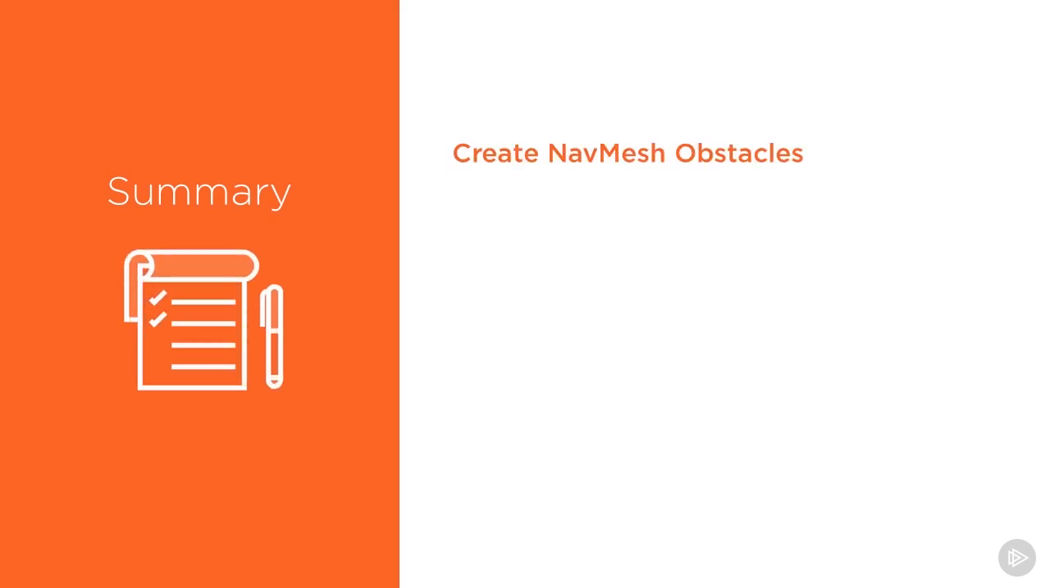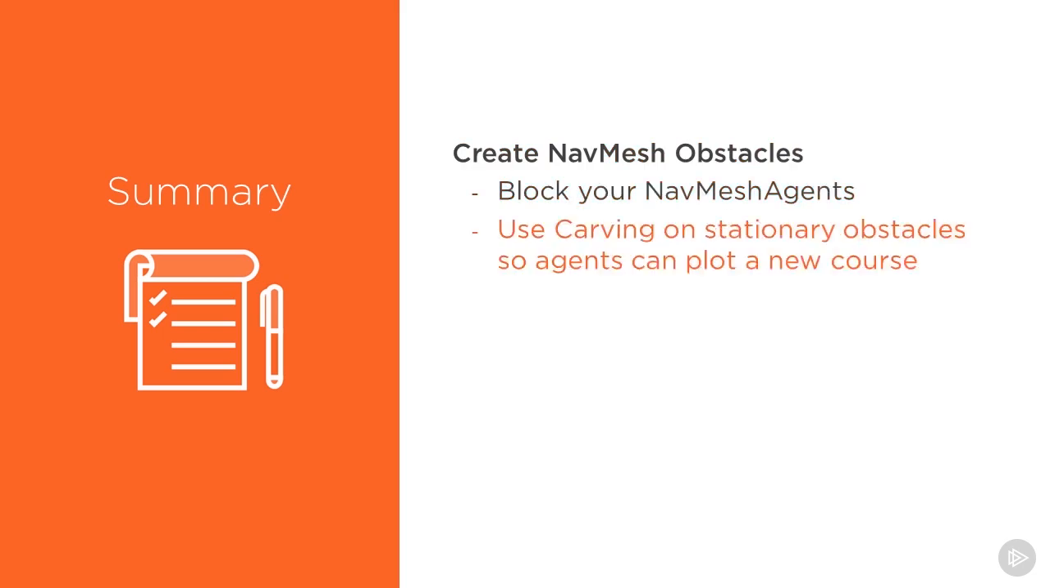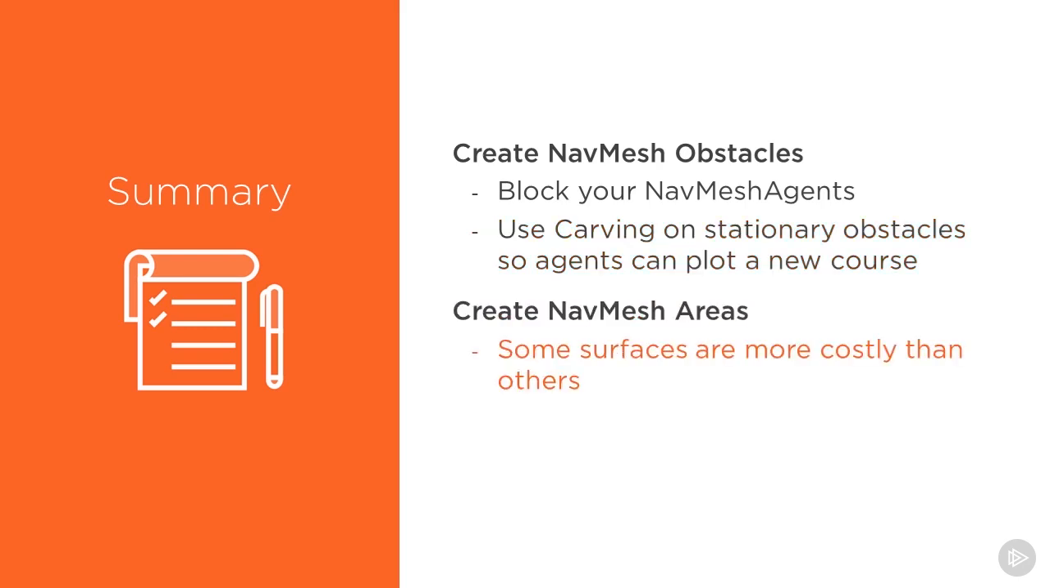In this module, we created NavMesh obstacles. We blocked our NavMesh agents, and we used carving on stationary obstacles so agents can plot a new course around them. We created NavMesh areas so that some surfaces would be more costly than others to travel upon. And this adds realism to navigation. Stay tuned for the next module where we'll cover the all-new NavMesh building components.